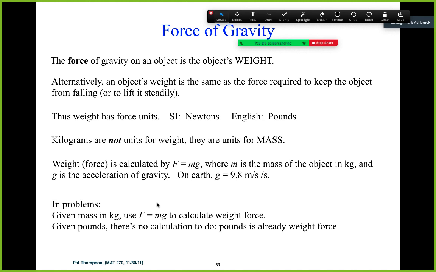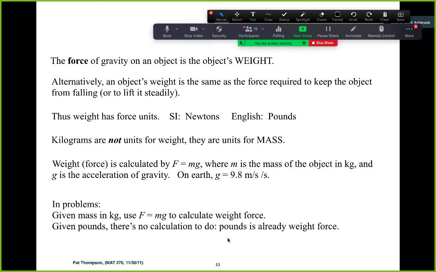But in the English system, if you're given pounds in the problem, then there's no calculation to do. It's already force. Pounds is already force. Okay. Questions on all of that? Did that make sense? Any questions?